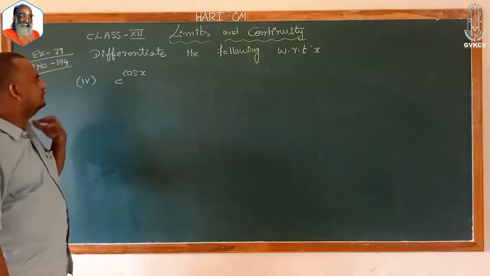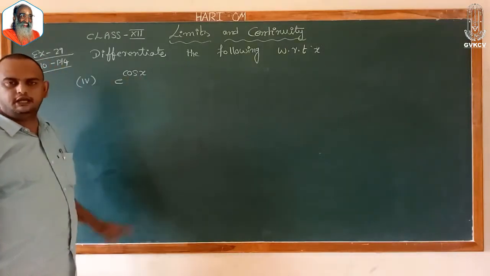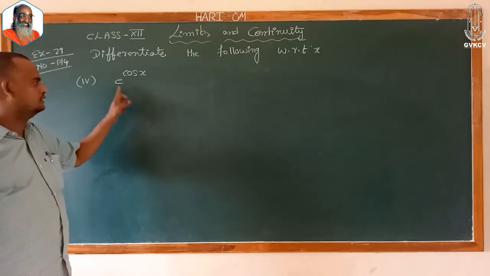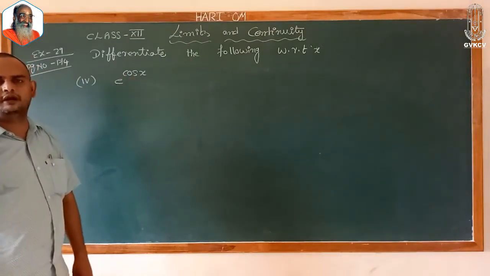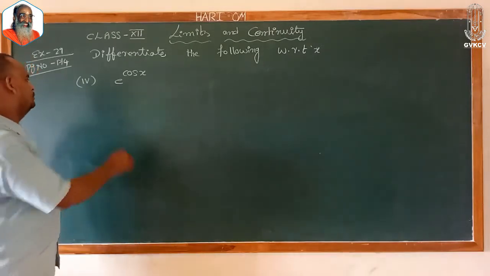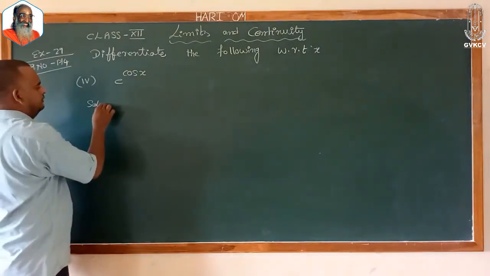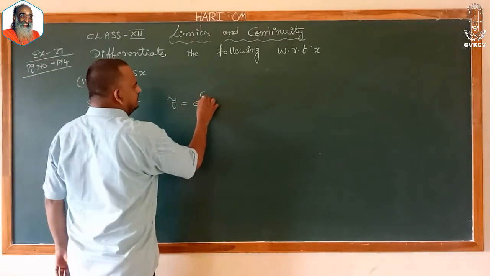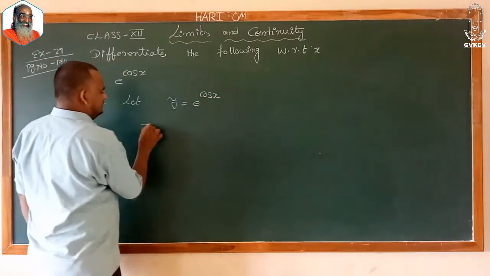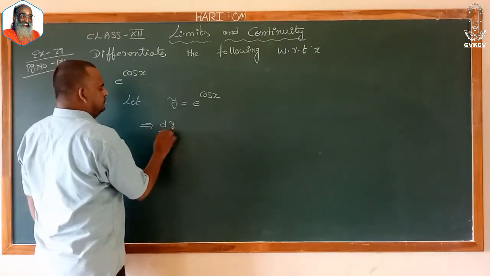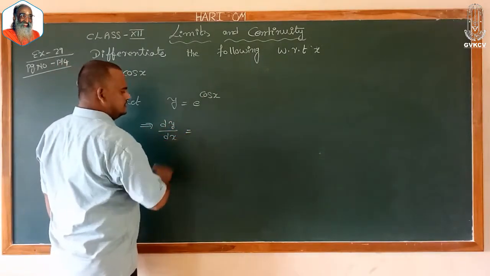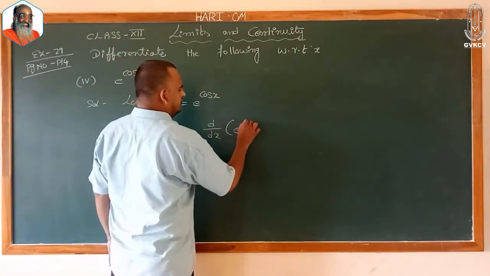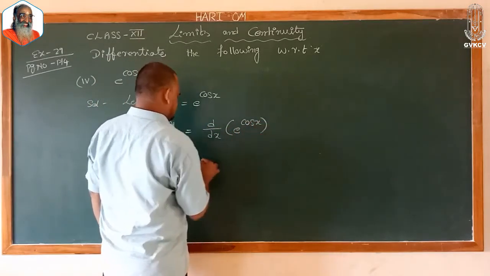What is given? e power cos x. Again, here we have two types of functions. One is an exponential function, another one is a trigonometric function. Let us see how to solve this problem. Let y is equal to e power cos x. When we go for the derivative, dy by dx is equal to d by dx of e power cos x.